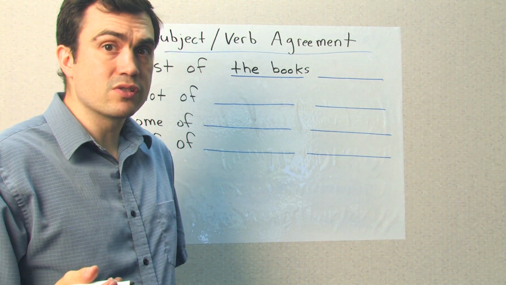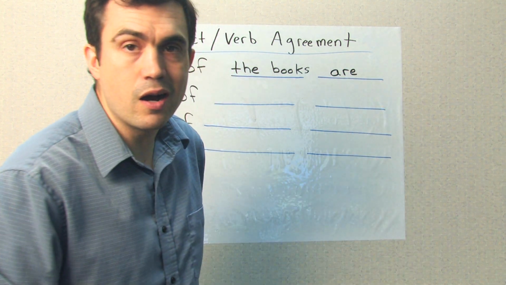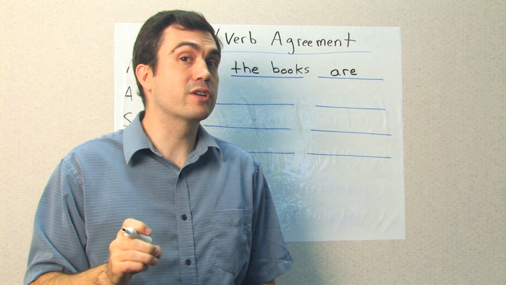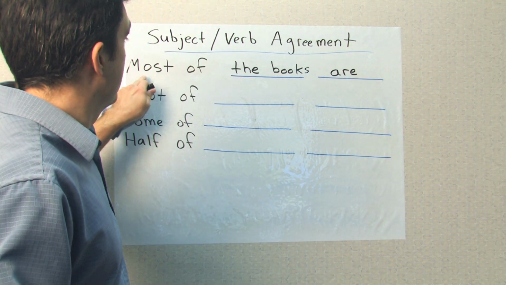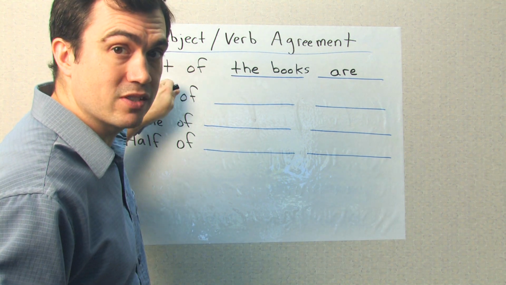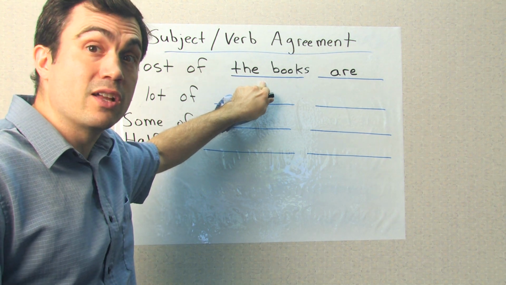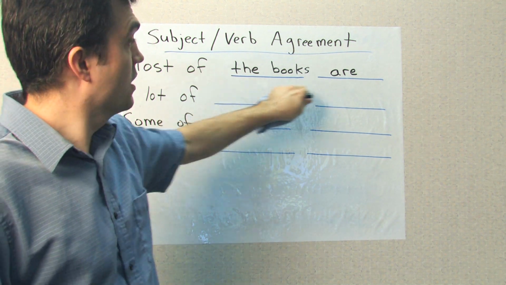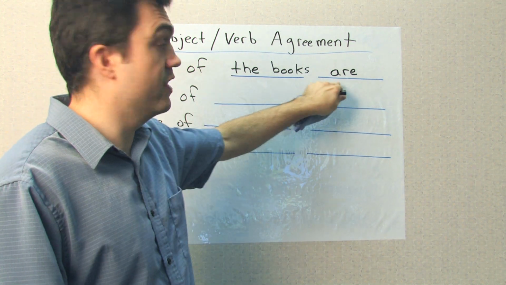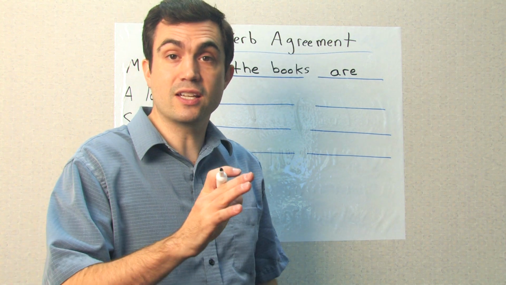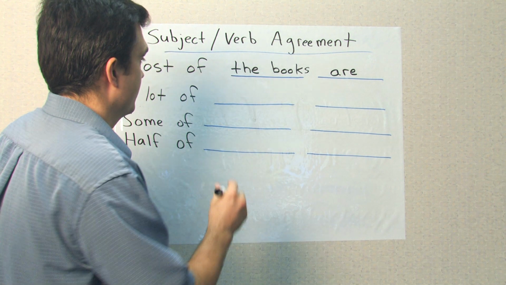Let's change this to plural. Most of the books are. Most of the books are difficult. Okay? So this doesn't change. Most of stays the same. This is either singular or plural. So this verb must agree. If this is plural, this is plural. If it's singular, it's singular. Let's continue. A lot of what?